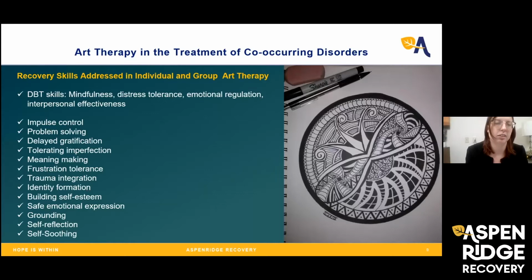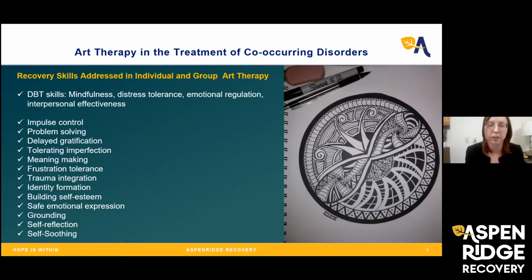Other recovery skills might be impulse control, problem solving, delayed gratification. That's a big one. People struggle with that a lot. Tolerating imperfection. That has a lot to do with your personality, if you can tolerate that. Meaning making, frustration tolerance, trauma integration. So when we talk about other trauma integration therapies like EMDR, we're trying to integrate the trauma into our life story. And a lot of the times that has bilateral stimulation, the right and the left brain.